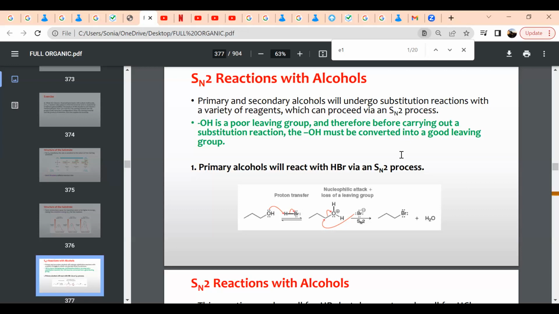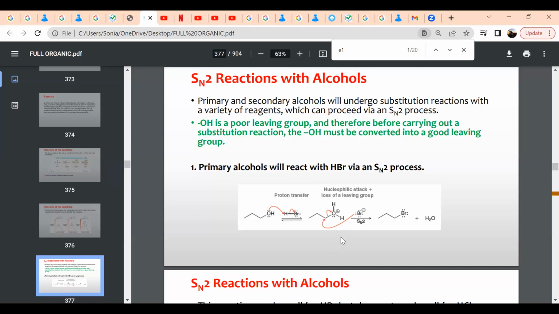If we want it to function as a leaving group, we must protonate the OH, which will automatically become water. Of course, if you protonate an OH, it becomes water, which is a neutral molecule and hence a very good leaving group. So we can take a look at this reaction here. Primary alcohols will react with HBr, hydrogen bromide, by an SN2 process. You can see the leaving group OH picks up this proton and then it forms water.